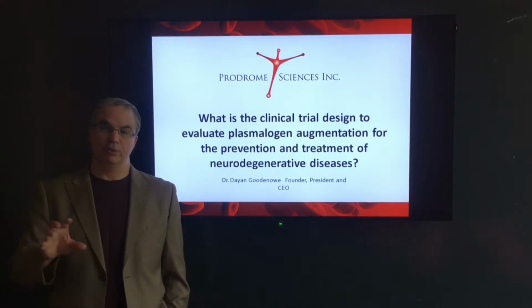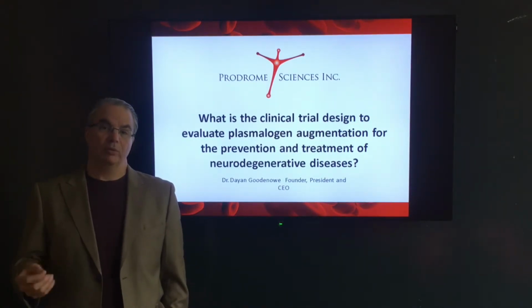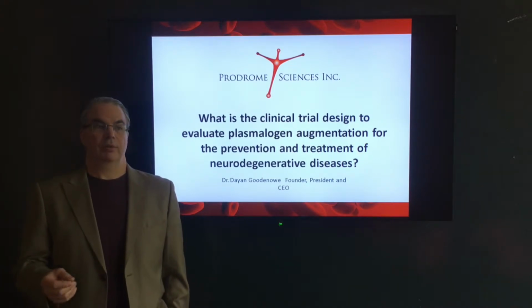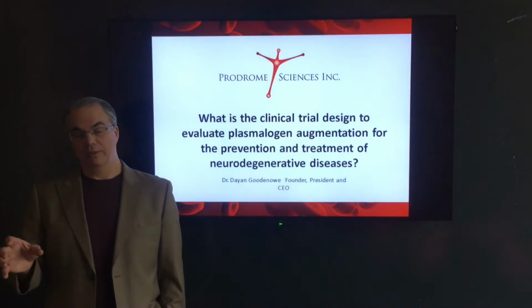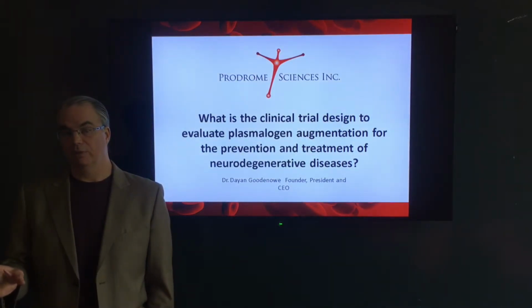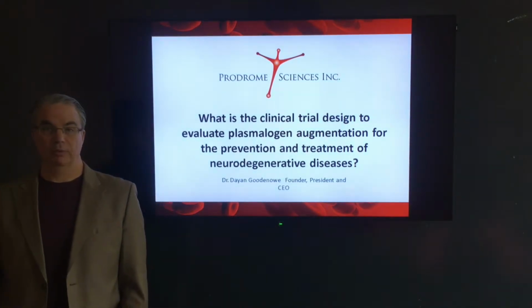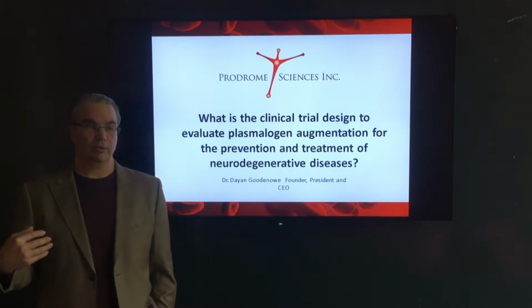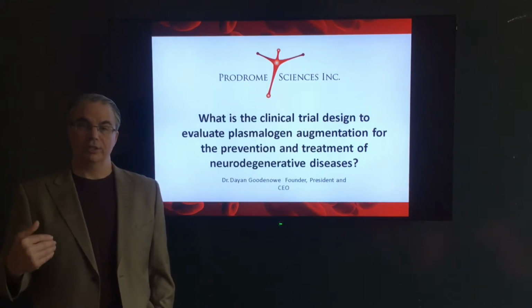We also have the distribution levels of plasmalogens in the brain that we know. What we don't know is what is the optimal level, okay? Because the highest levels in the natural population still might not be optimal. We may want to be even higher than that. So part of the clinical trial process is to understand the augmentation process.